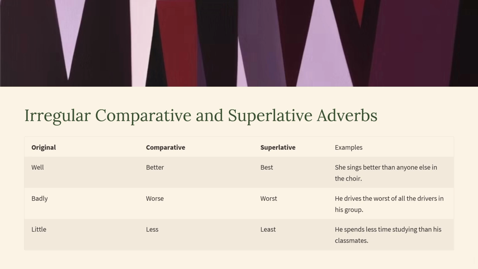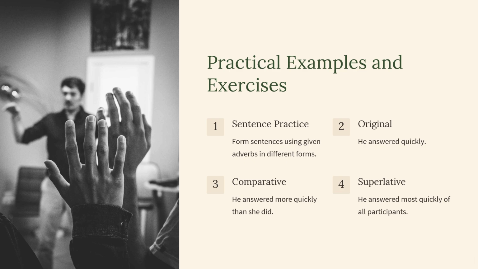Now, mastering these irregular forms can add even more depth to your language, and they might seem like small details, but using them correctly really does make a difference in how accurately we express comparisons. Okay, so now that we've gone over the rules and forms of both regular and irregular comparative and superlative adverbs, it's time to put this knowledge into practice, right? So in this slide, we're going to focus on creating a sentence that uses these adverbs to compare actions effectively. We'll start with a basic sentence, then transform it step by step into its comparative and superlative forms.